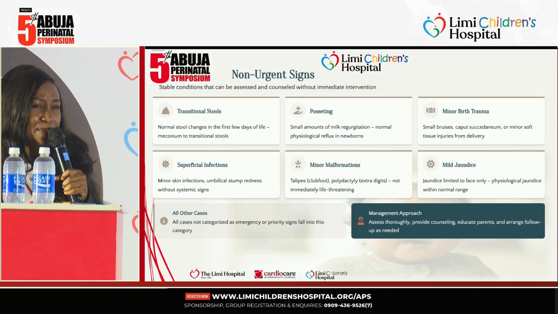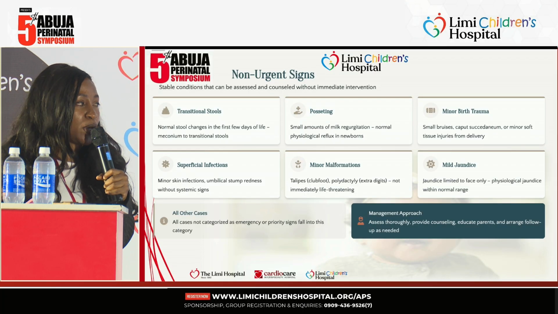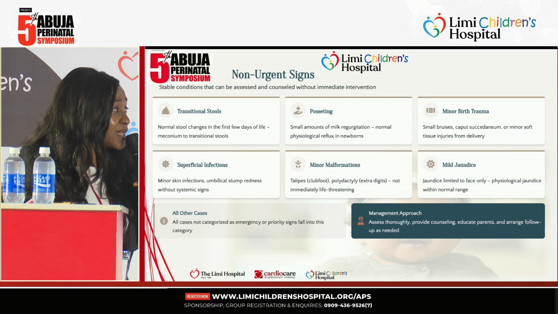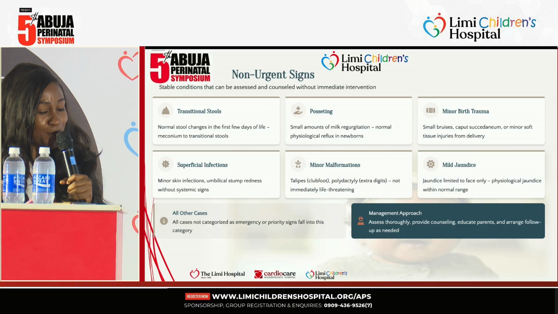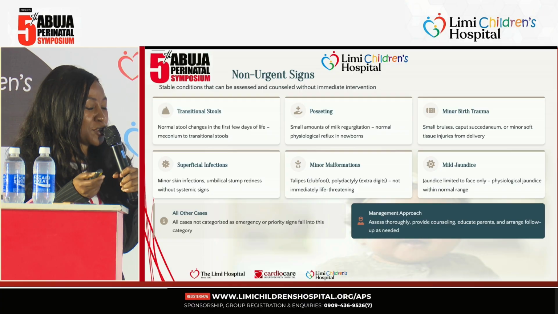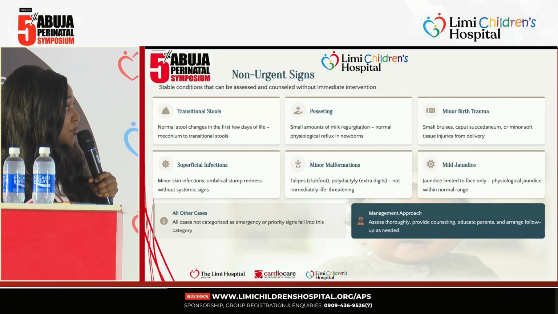It can make them anemic, severely anemic, and jaundiced, severely jaundiced. So in non-urgent signs, you have the mild jaundice that is only on the face, and some minor malformations like talipes, not congenital heart lesions, and then maybe skin infections, umbilical infections.